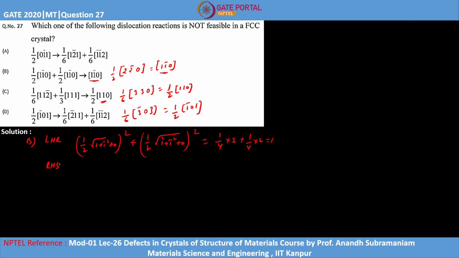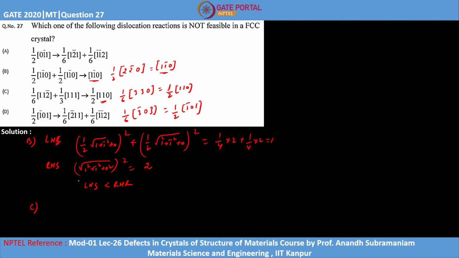And if you see the right hand side, it's simply under root of 1 square plus 1 bar square plus 0 square to the whole square. So it will be equal to 2. So the LHS, left hand side, is less than RHS, right? So by this reaction our energy is increasing, so option B is not feasible, right? Because we are increasing the energy, which should not happen. So option B is not feasible. We will check the other options as well.